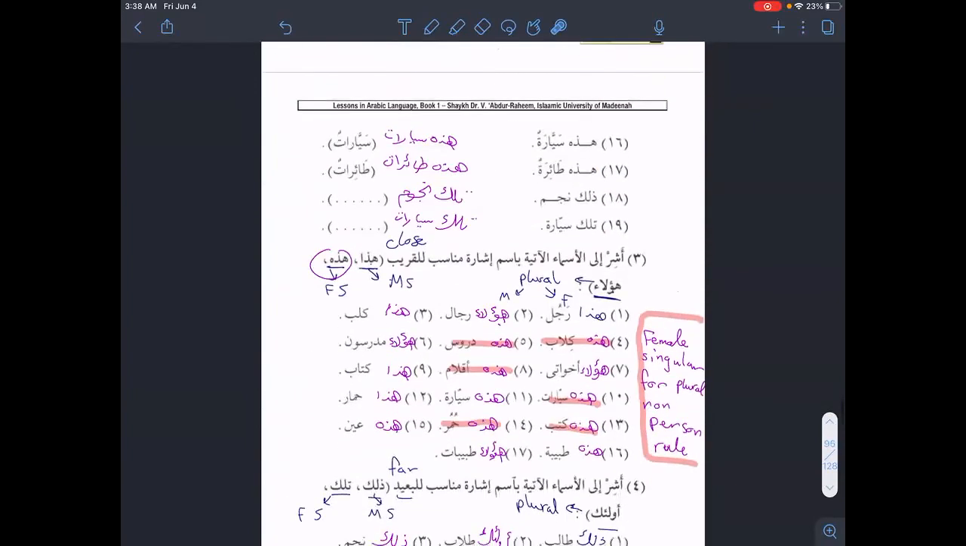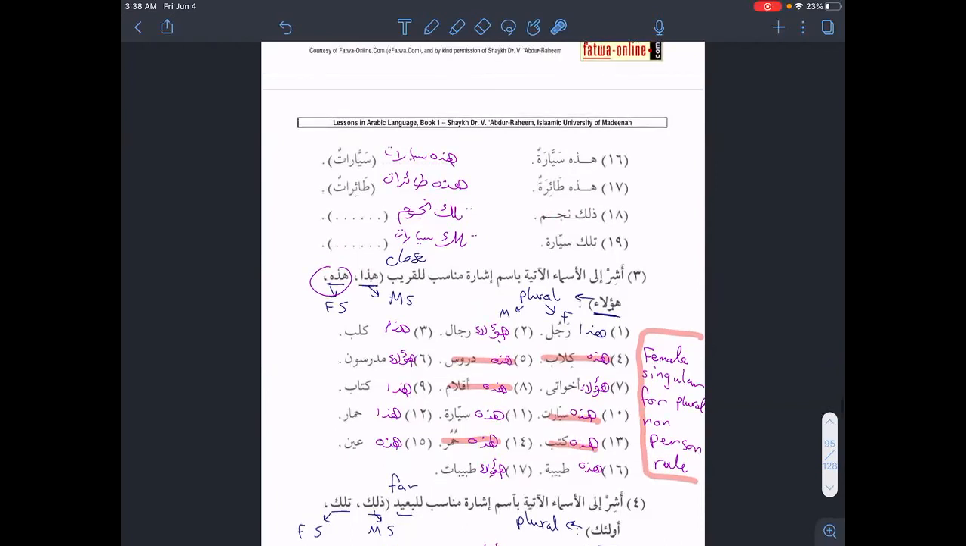to these two, ذلك نجم. So since نجم, we want, in this question, remember, we said we want the plural form of نجم. So the plural form would be نجوم. ذلك نجم would be نجوم.